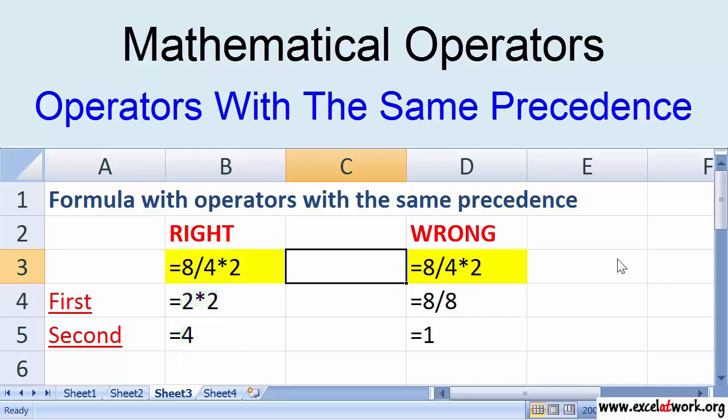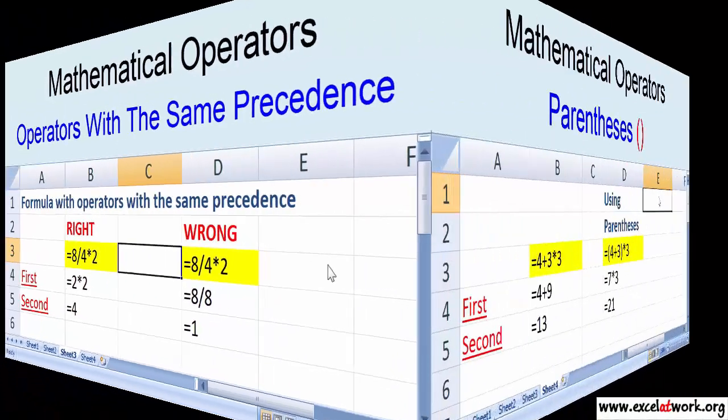Now, just to emphasize this concept, let's see what would the result be if multiplication gets calculated first. So, 4 times 2 is 8, and finally 8 divided by 8 is 1. This is wrong, and you will never get this result from Excel.